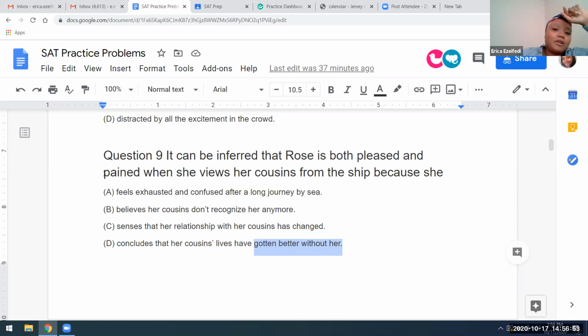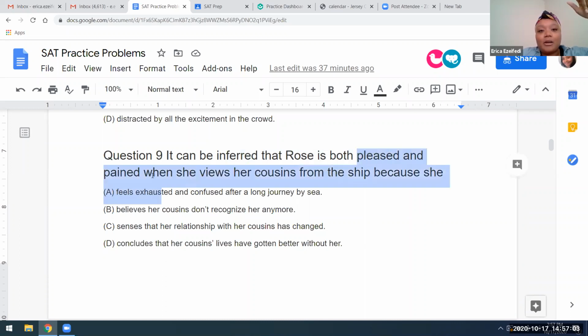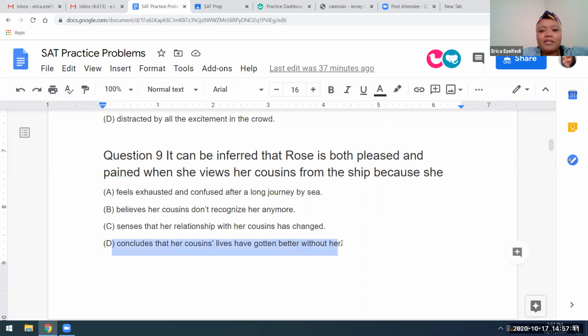So even without referring back to the passage, if we keep in mind what this question is asking, again, it's asking about her being both pleased and pained. This is only showing pain right here, because that's sad. You would think that someone would be better off without you. That's just pain, so it's not answering the question fully. So we can rule D out without even going back to the passage. So now, choice C is the correct one: senses that her relationship with her cousins has changed.